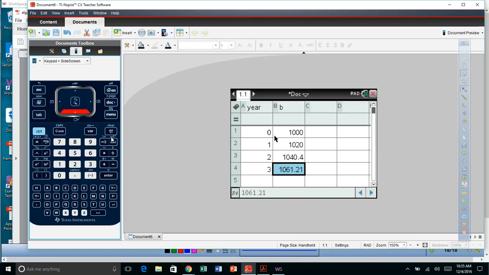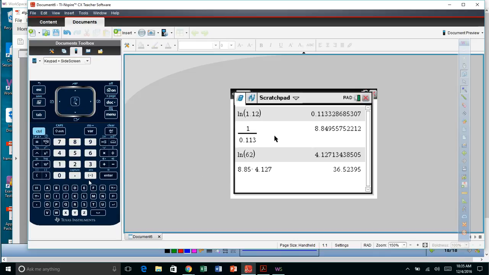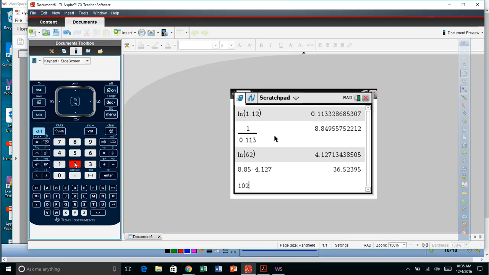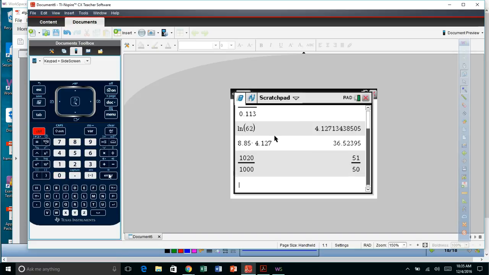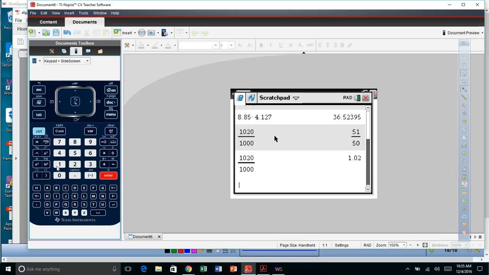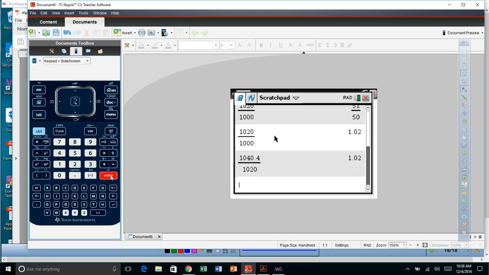So we got that. And then let's go to our calculator. We got 1020 divided by 1,000. That's 1.02. So now 1040.4 divided by 1020. Okay, so we're looking at a factor of 1.02, right?